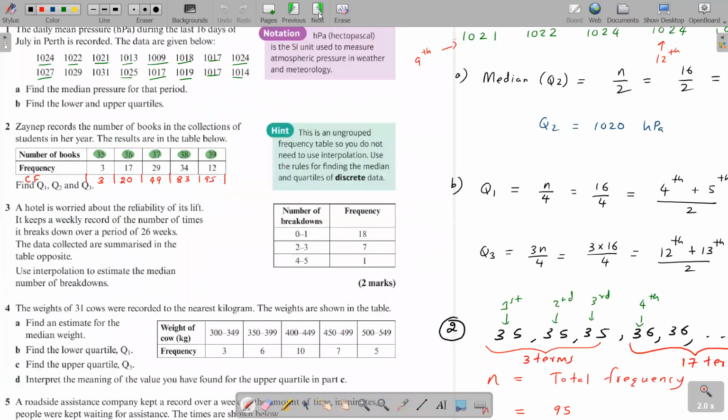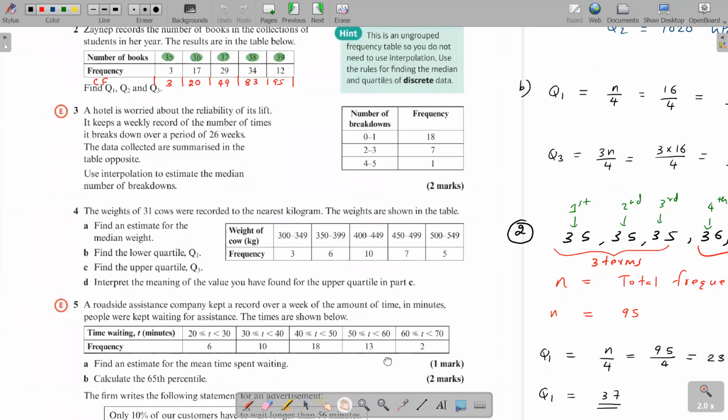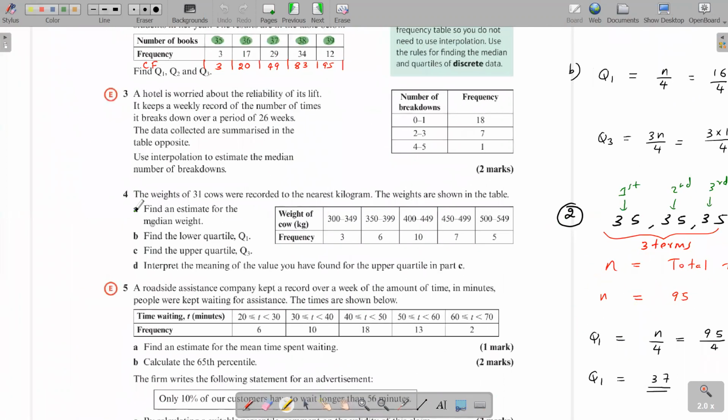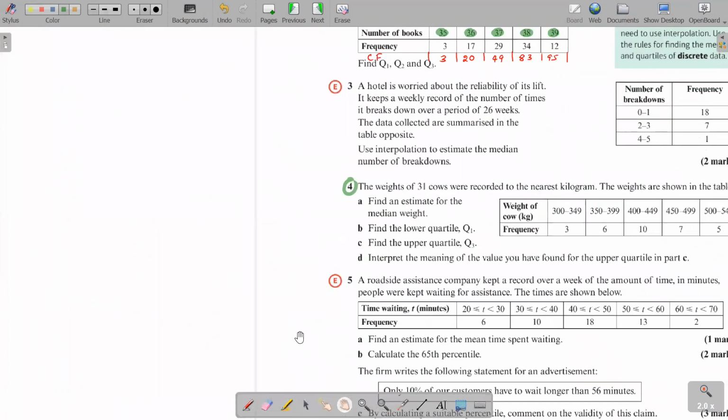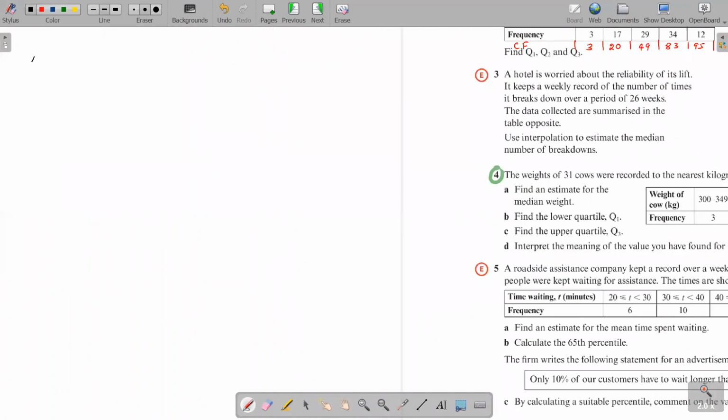Let's make the corrected boundaries for this example. Shall we go for a question in the book? Let's try question number 4. Let's make a table. First thing is we have to make the corrected boundaries. Let's quickly construct the table again.